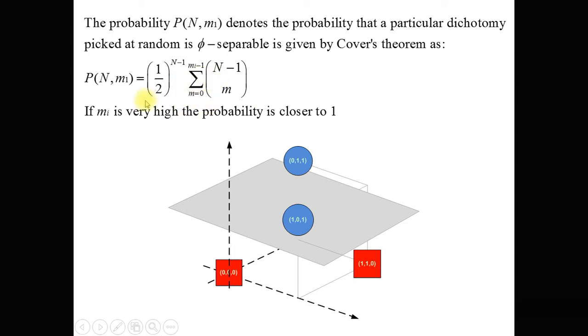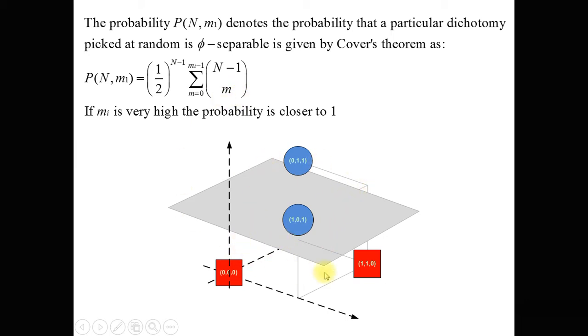If you make m1 very high, then the probability is closer to 1. This is the gist, and that is the reason why we say that if we project into higher dimensions, the probability of having phi separability, that is, linearly separable classes, is very high. So this is basically Cover's theorem.